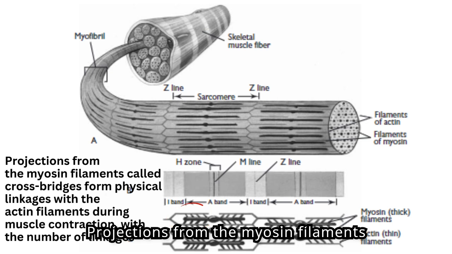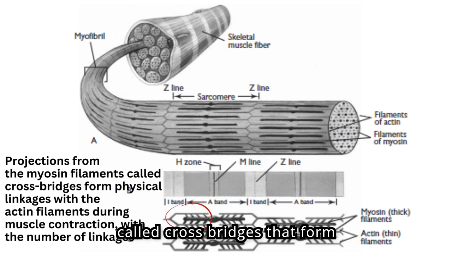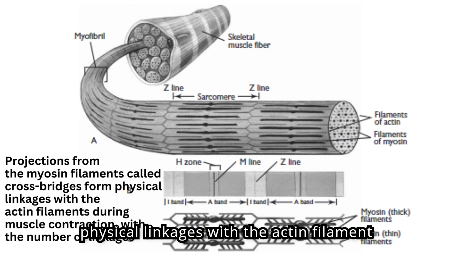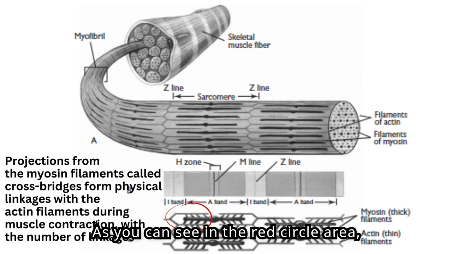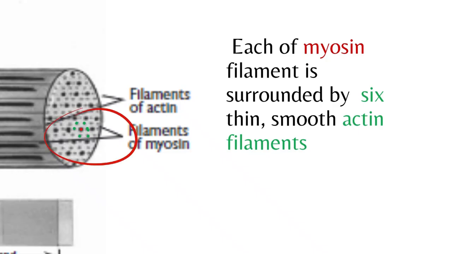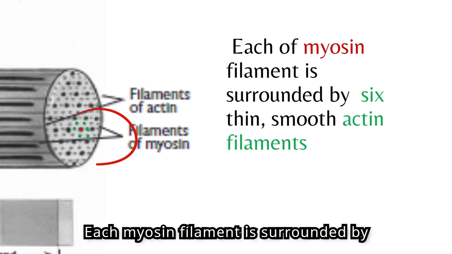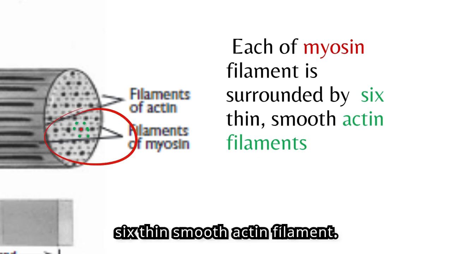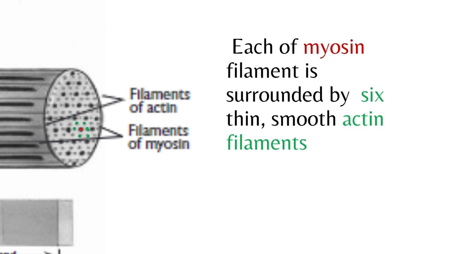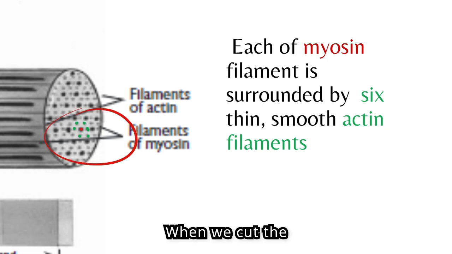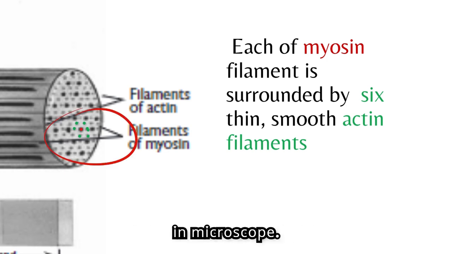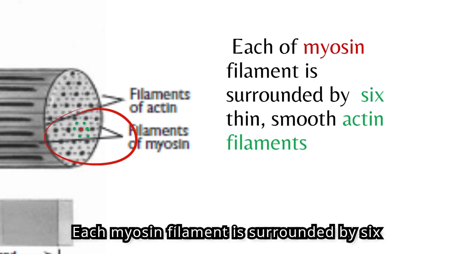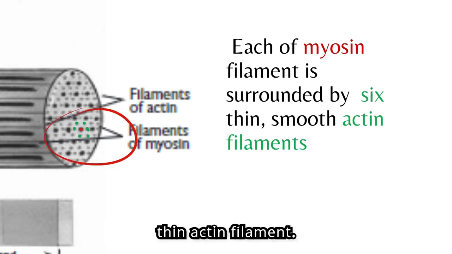Projections from the myosin filaments called cross bridges form physical linkages with the actin filament during the muscle contraction, with the number of linkages. As you can see in the red circle area, each myosin filament is surrounded by 6 thin smooth actin filament. When we cut the myofibril, then this is seen in microscope. Each myosin filament is surrounded by 6 thin actin filament.